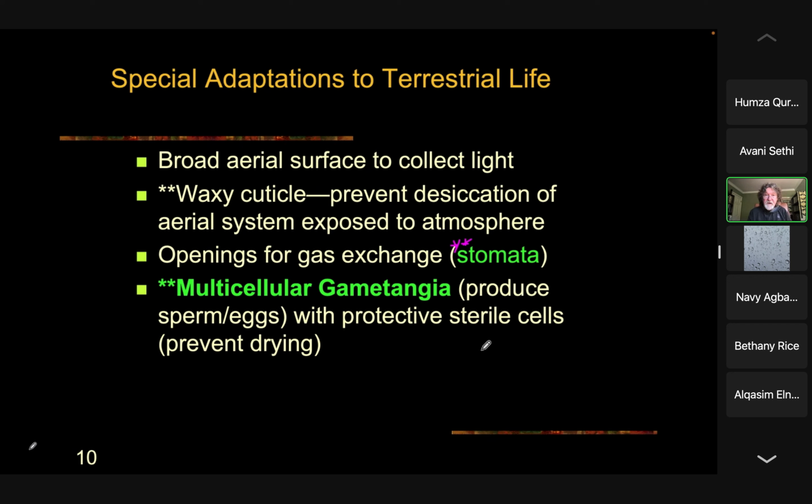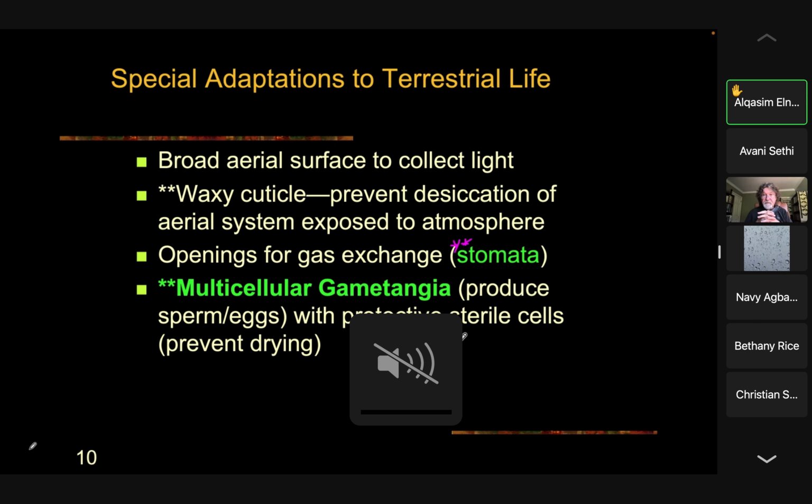All right, so what do we mean by sterile cells? These are cells that do not engage in meiosis. Okay, that doesn't mean that they don't have bacteria in them or anything like that. It's just that they are not reproductive cells. They're only there to protect the gametangia.